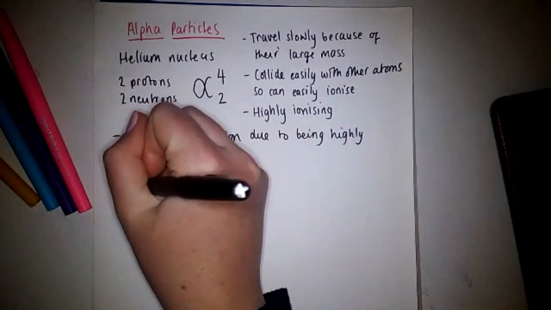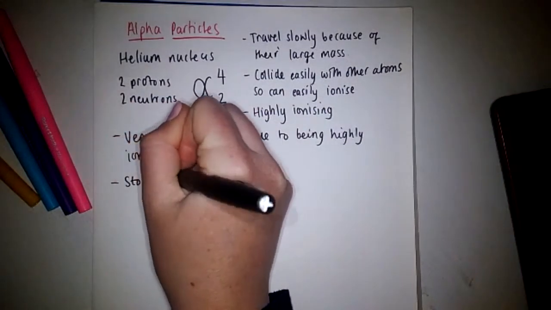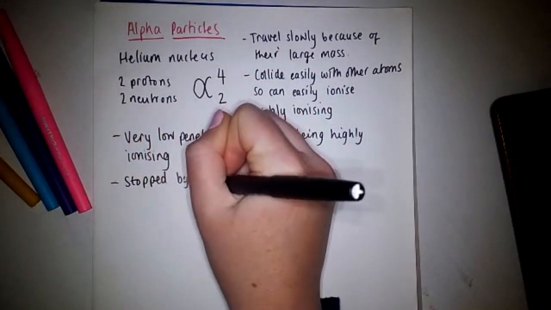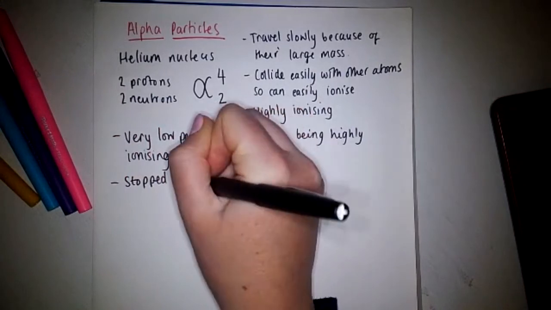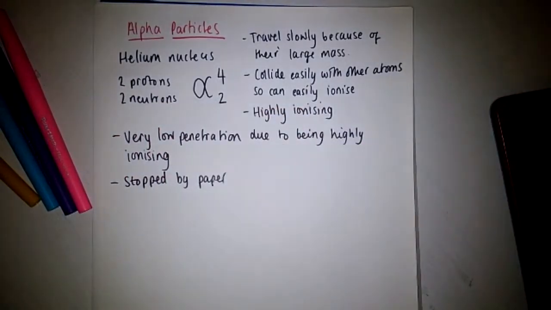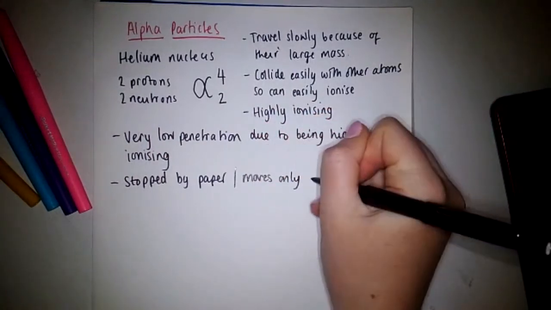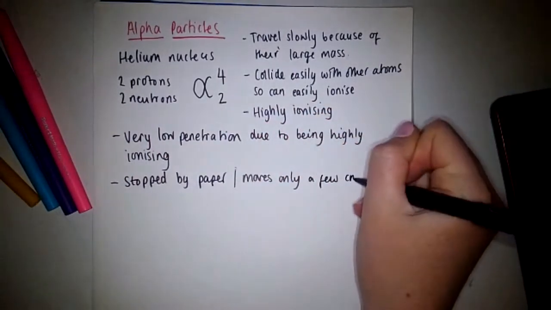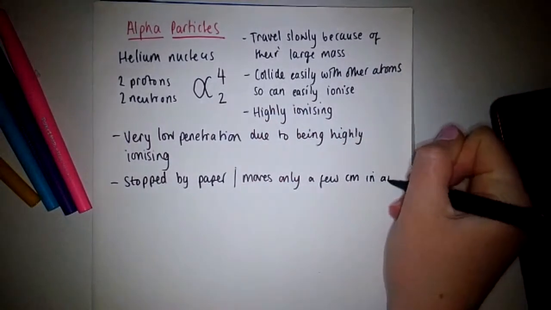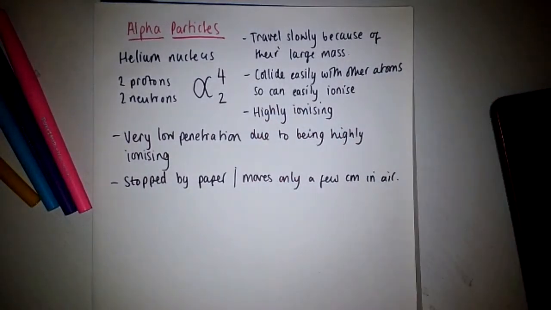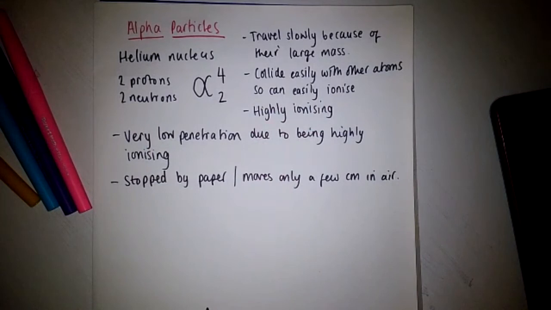So stopped by paper. You can also say it moves only a few centimeters in air. So basically, if you stood far enough out of the way, then you wouldn't be affected by it. Okay, so that is alpha penetration.